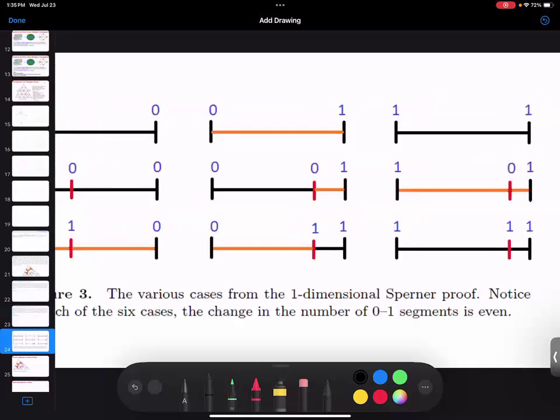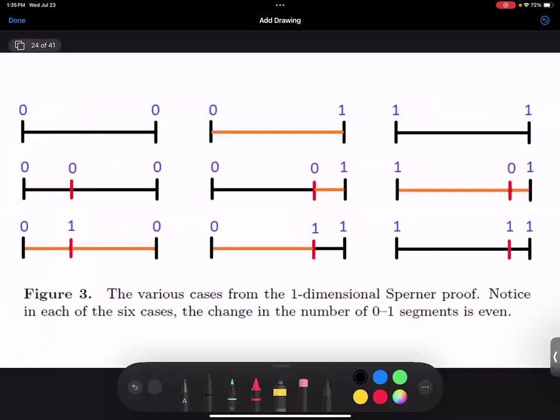And so just, writing things up a little bit more neatly and nicely, this is showing you all the different cases. How many 0-1 segments do we start with? 1. And so we know we have to end with what? An odd number, and an odd number is greater than 0. So this is another way to prove that something exists. You count it and show that the number of things counted is odd. Therefore, it's at least 1.